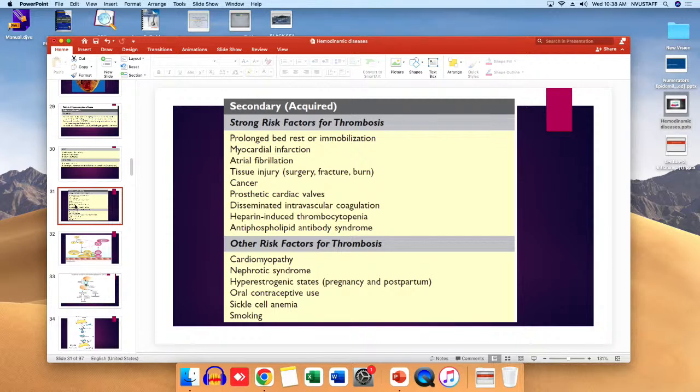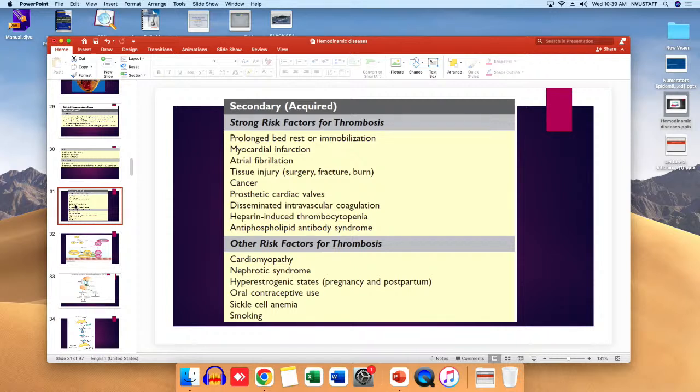This I will discuss also with you when we discuss immune disorders with systemic lupus erythematosus. But you have to know that antiphospholipid syndrome is one of the ways how thrombosis is possible. Yes, of course, fibrillation, myocardial infarction, immobilization, injury, all these are risk factors for thrombus formation. But the main reasons, again, as I told you, are of course blood vessel damage, hypercoagulability, and stasis.